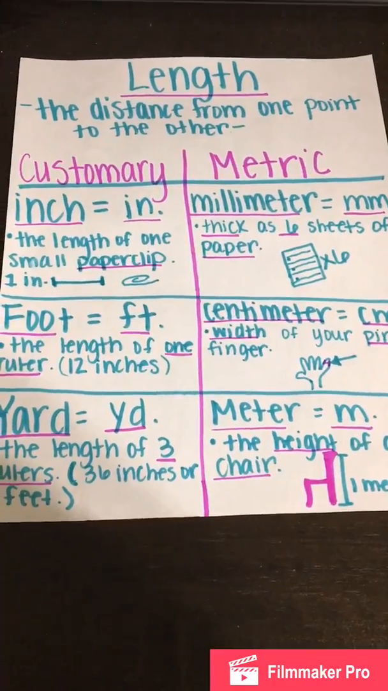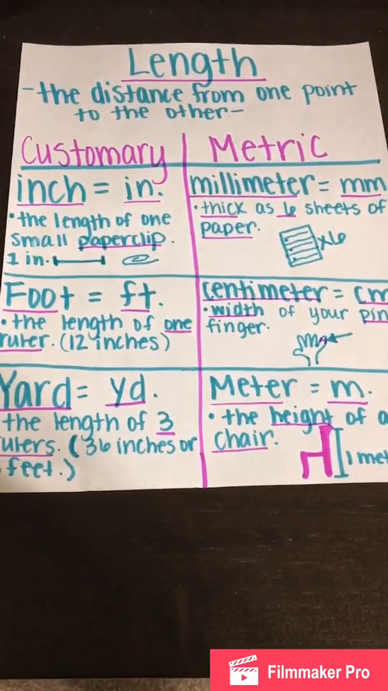That's what we use in the United States, but we're actually one of only 3 countries that use customary as their main measuring system. Most countries use metric units, so that's what we're going to be talking about this week. Let's review the difference real quick. Length is the distance from one point to the other.